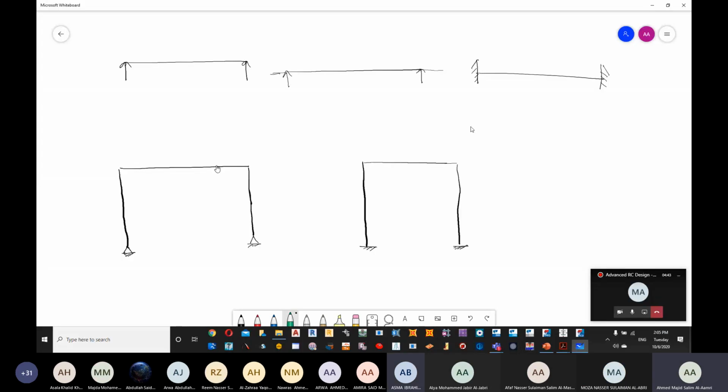So what I tried to do, I tried to draw different types of beams, different types of frames. So you can see at the top we have three beams, and then we have three frames or two frames. Okay, and I'm trying to go and do the loading now.